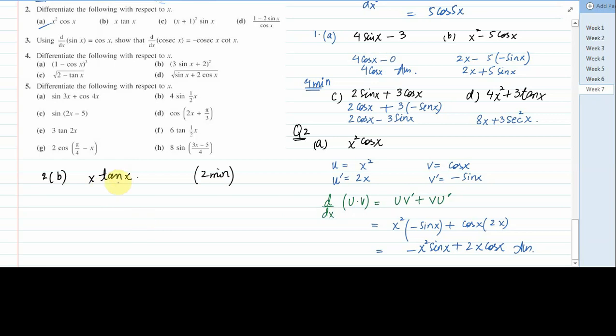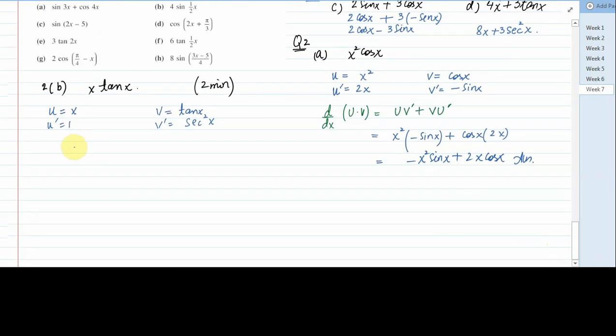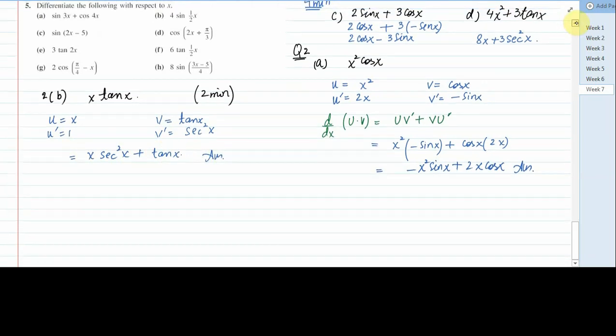Alright, again the same procedure, u equals x and v equals tan x. Derivative of u equals 1 and the derivative of v equals sec square x. Applying the working formula, which says u derivative of v, sec square x, plus v derivative of u, and that is your answer for u into v. So that is your 2 part B.